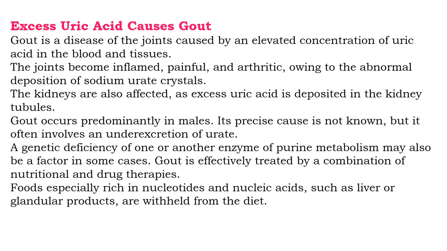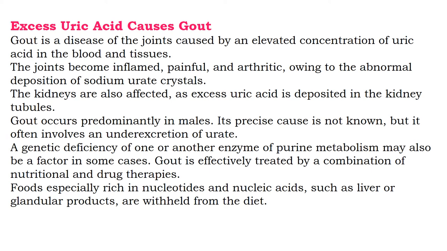So not only the joints, the kidneys are also affected, because there is an excess of uric acid which is deposited in the kidney tubules. So gout occurs primarily in males. Predominantly in males it is higher. Its precise cause is not known, but it often involves an undersecretion of urate. So if you are unable to excrete urate, then it will lead to the accumulation of uric acid. So the genetic deficiency of one or more of these purine metabolism enzymes may also be a factor in some cases. So gout is effectively treated by a combination of nutritional and drug therapies.